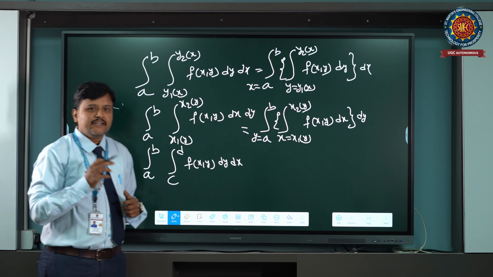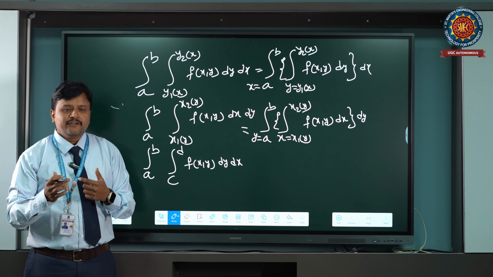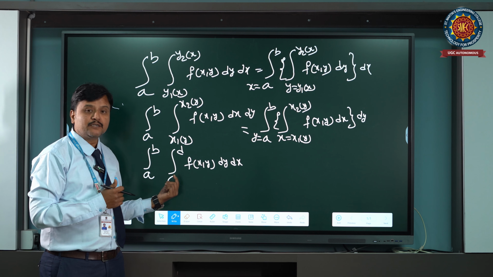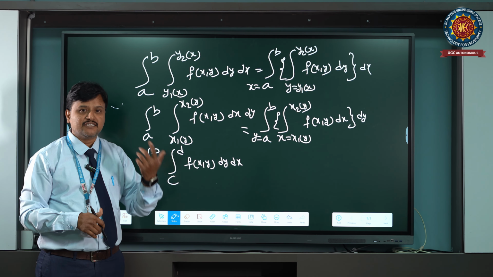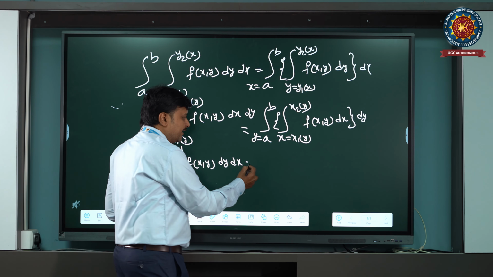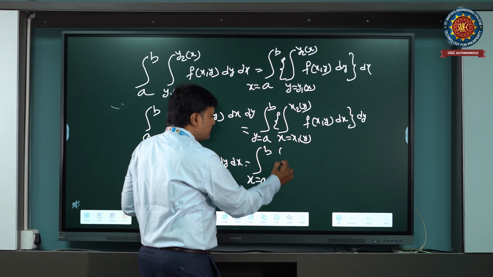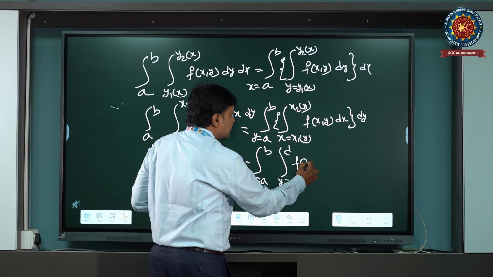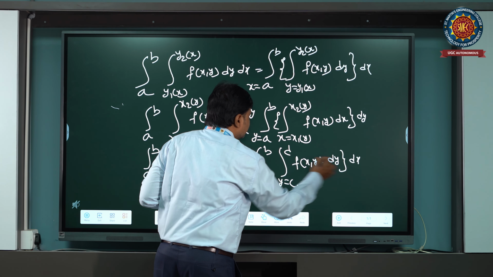So in case all the four limits are constant, then we can integrate following any order. That is, either first integration with respect to x, then with respect to y, or first integration with respect to y, then with respect to x. So that's why we can take any order. x is equal to a to b, and y is equal to c to d, f of x comma y dy then dx.